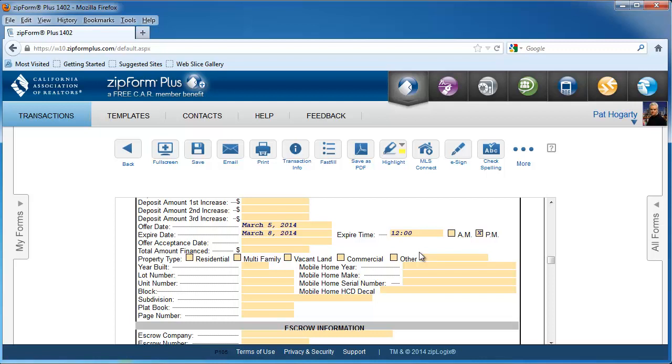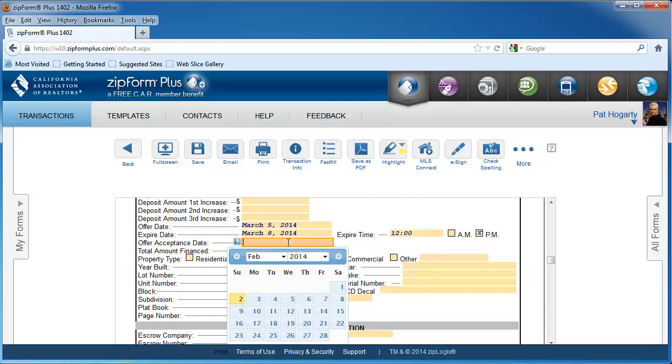The next thing is this is the offer acceptance date. Once the offer's been accepted, then we would put that in here. So if the offer was accepted, say for example on March 8th, we would put that in here. So it would be March, and we would say it was accepted on March, let's say 8th.